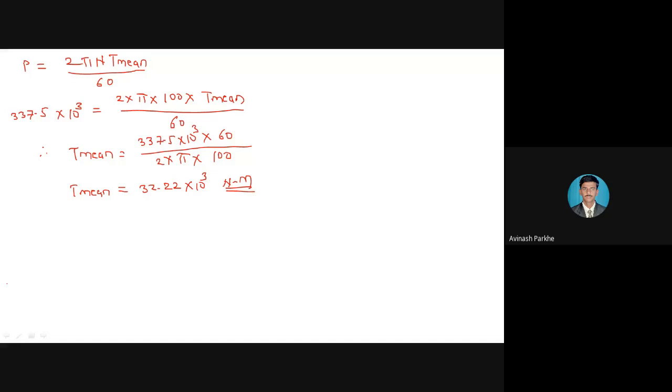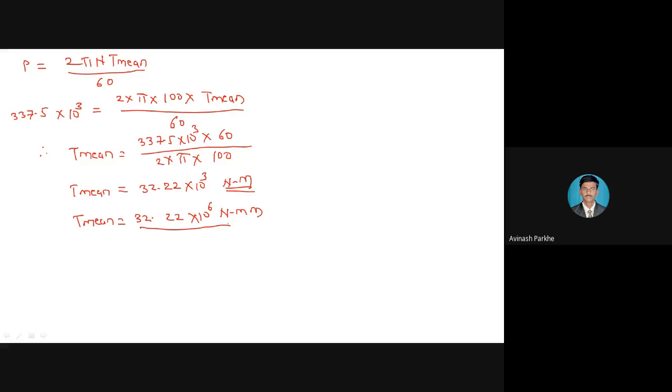This is correct, and we have to convert this value into Newton mm. Therefore, T mean is equal to 32.22 into 10 raised to 6 Newton mm. So this is the value of T mean. The mean torque is given by using the power formula, P is equal to 2 pi n T upon 60, and we have calculated the mean torque.